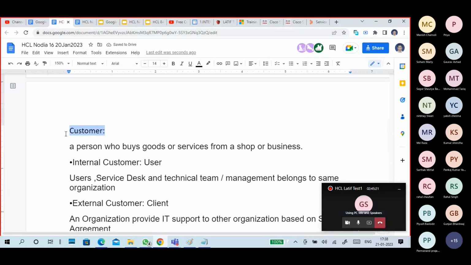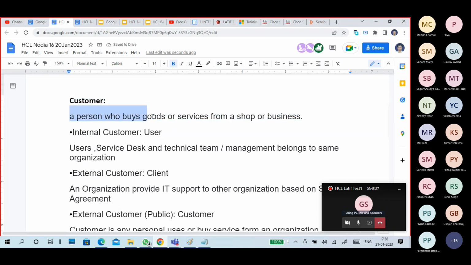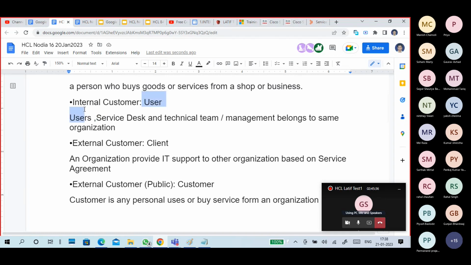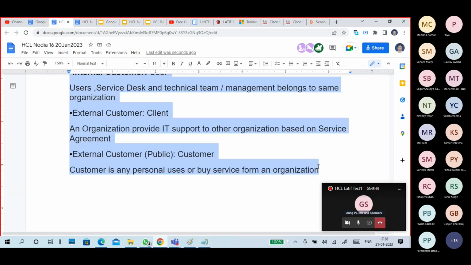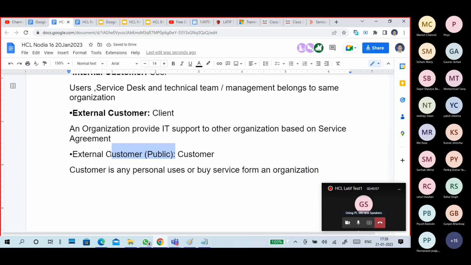Guys, the first one is the customer. Who is the customer? A person who buys goods or a service from a shop or a business. This is the general definition. Next is the types of customers. Customers are of two types, internal customers and external customers. I added this additional customer type, public customers. This is the one I added.